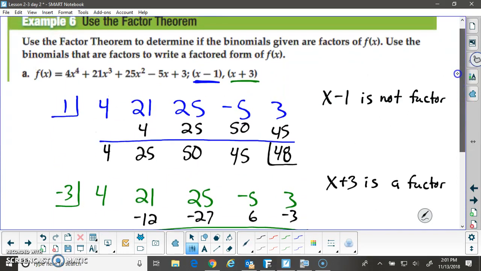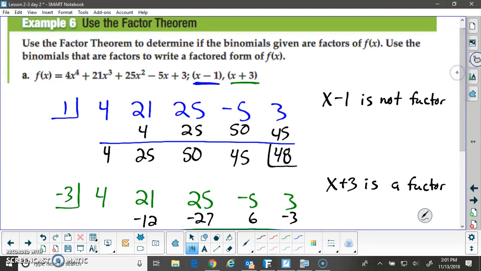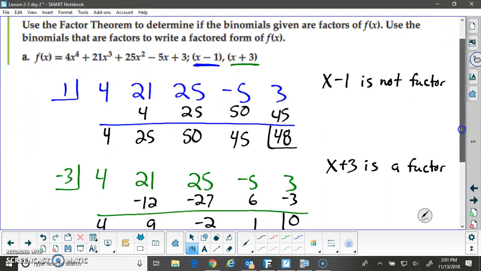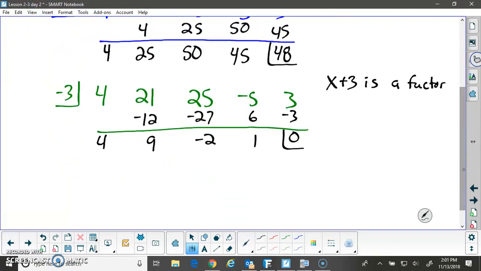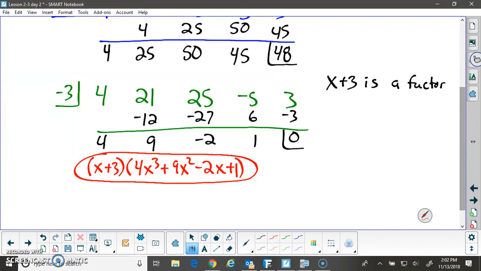And then, read the very last sentence. It says, use the binomials that are factors to write a factored form of the function. So what I'm going to do is rewrite the original function in a factored form. I'm going to use x plus 3, and the rest of it would be 4x to the third plus 9x squared minus 2x plus 1. And where I got that is from the resulting coefficients of dividing by x plus 3.